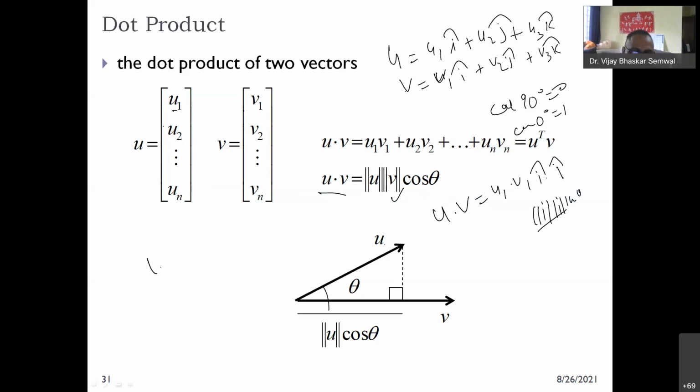And you can write it like u transpose v. So u1 to un is u transpose, and v is v1 to vn. This is 1 cross n, and this is n cross 1, so you will get a unique scalar quantity. It will tell the position of the vector over u.